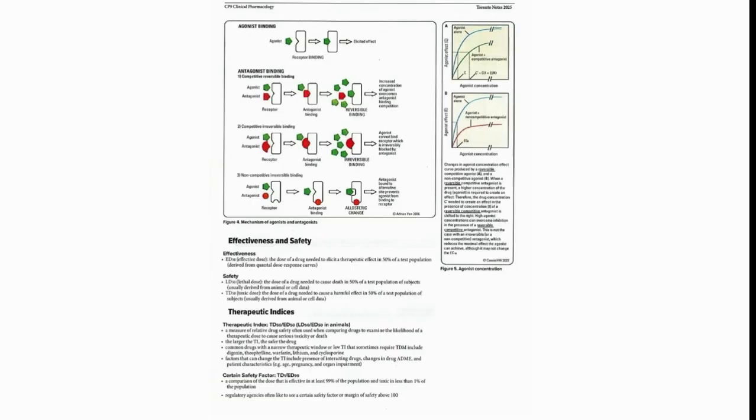To conclude this page, agonists bind and activate receptors because they possess both affinity and efficacy. Competitive reversible antagonists shift the dose-response curve to the right without reducing maximal effects. Irreversible and non-competitive antagonists decrease the maximal response, and their effects cannot be overcome by increasing agonist concentration.